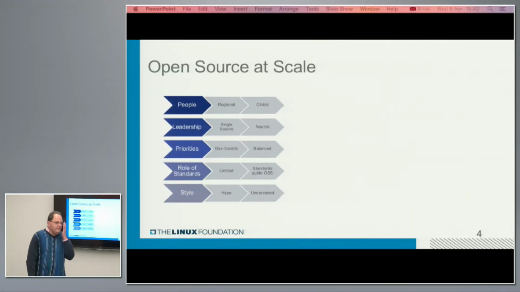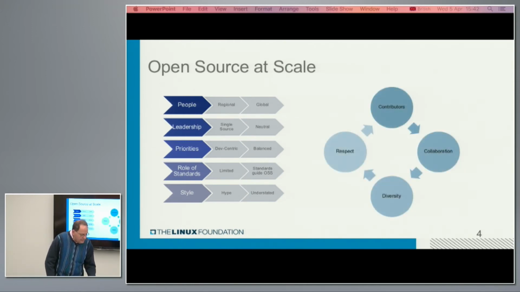And then finally, these projects have been hyped quite a bit in industry. They've been hyped in the media. What we're trying to do is to gain a little more control so we can understate these projects as they start to roll out, so they can actually mature in a reasonable way, and we can actually set the expectations of those who are adopting.